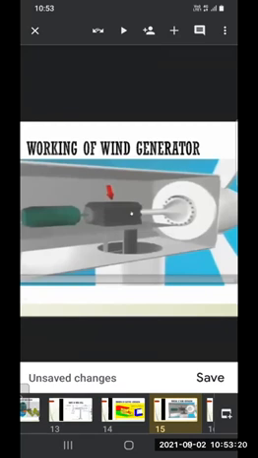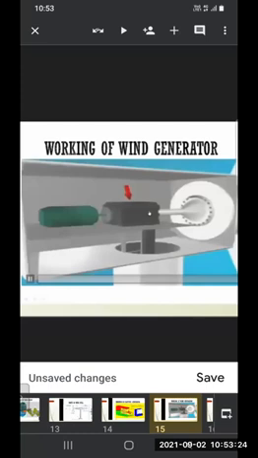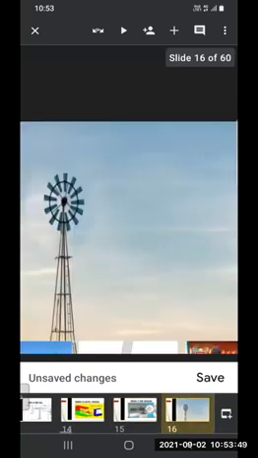Working of wind generator. Wind turbines can produce electricity from less than 1 kilowatt to about 7 megawatt. The installation of windmills to produce electricity from the wind energy depends upon the factors that we will see.